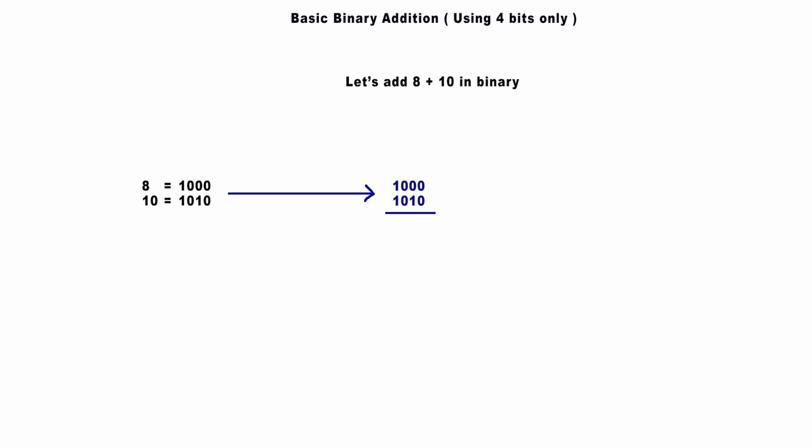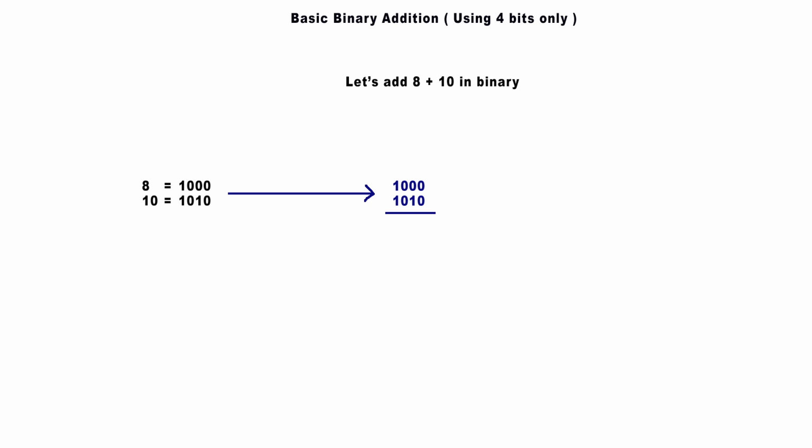So let's go ahead and review basic binary addition, and to start off with, we're only going to use 4 bits. Let's add the numbers 8 plus 10 in binary. The number 8 in binary is 1, 0, 0, 0, and the number 10 is 1, 0, 1, 0. When we add binary numbers, we add starting from the right, column to column, and we carry over any digits that are necessary as we do the add.